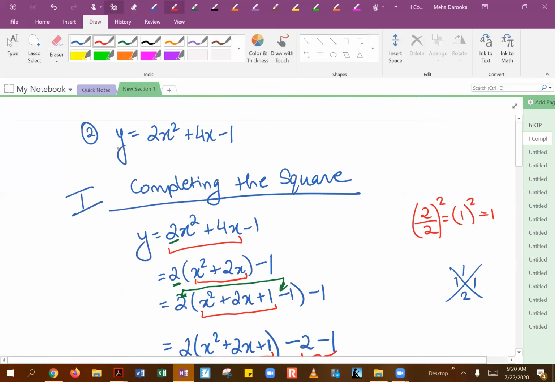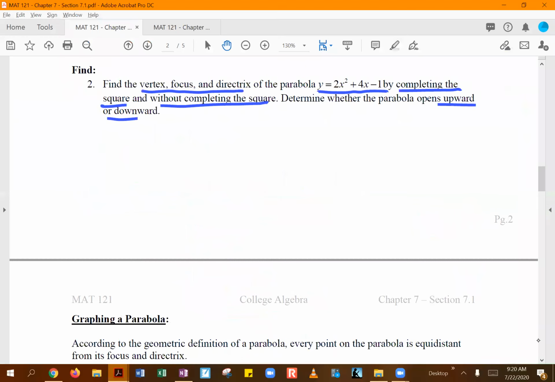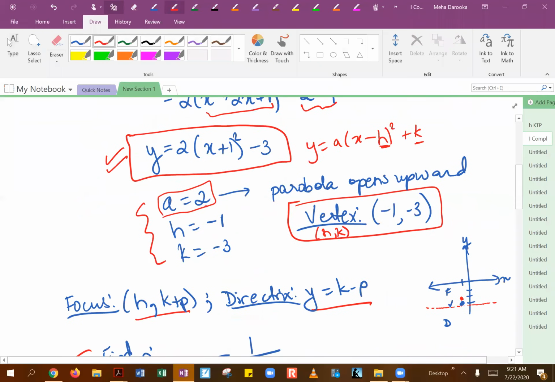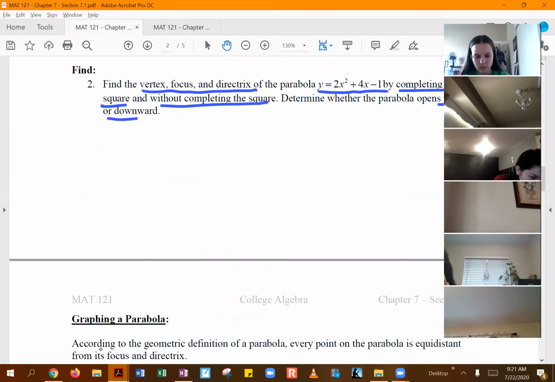But this would be the process where your equation is given to you in the standard form, and they're asking you to find the vertex, focus, and directrix of your parabola. And you know, like I said, since we knew our a value was positive, we also knew that our parabola was opening upward. So this was also one of the questions they wanted us to answer. Questions on this one, guys?